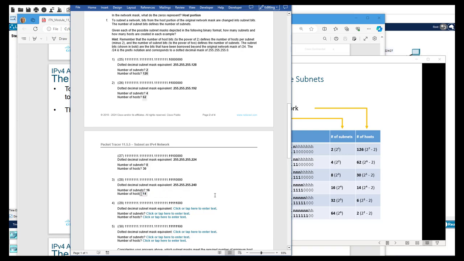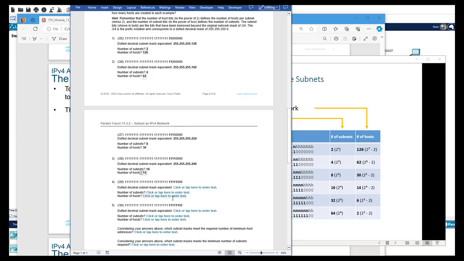And we have 4 host bits, so 2 to the 4th power we know is 16, but we subtract 2 to get 14. If we use a /29 as our mask, now we've got the 8 position bit set as a network bit, so that's going to be 248 in that last octet.